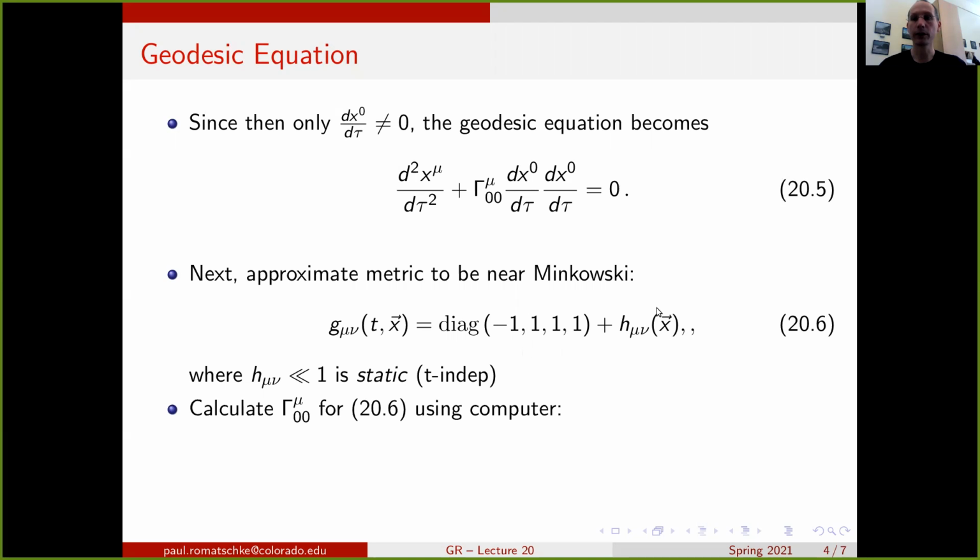Given any metric, we always know how to calculate the Christoffel symbols from the derivative of the metric. We can do this for this metric here, and because I'm lazy, I have used my computer program to do this. I will upload the corresponding Mathematica file to let you check the individual steps. The main message is that once you plug this into the computer and use the symbolic manipulation program, you find that the relevant Christoffel symbol, Γ^μ_00, is given by -1/2 times a 4-vector, which is 0 in the time-like direction and has the gradient of the 00 component of this function h here in the space-like direction.